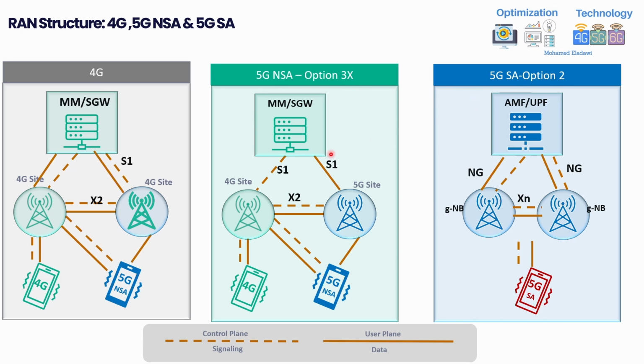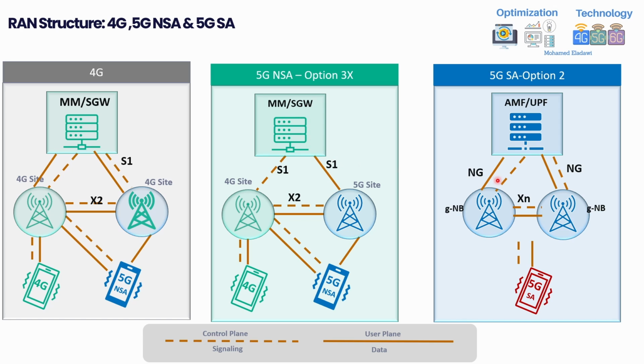standalone option 2. As you remember, in 4G it was very simple. We have a connection between the two eNode Bs with the X2 and the air interface, the Uu interface, and this one interfaces with the MME and the SGW, serving gateway. It can be user plane and control plane separation. And almost the same in option 3X, because option 3X is for the 5G non-standalone, which is still relying on the 4G architecture.